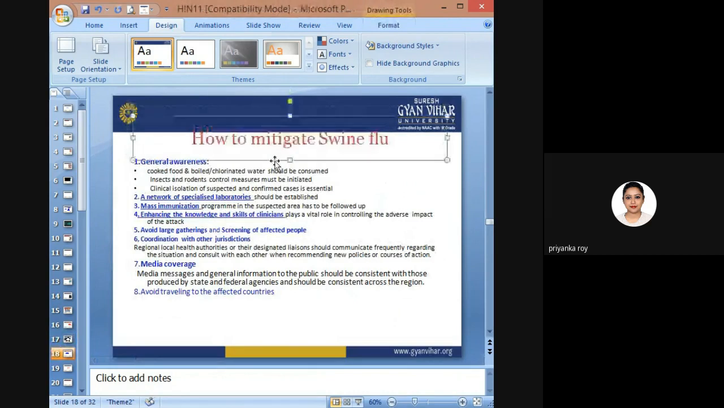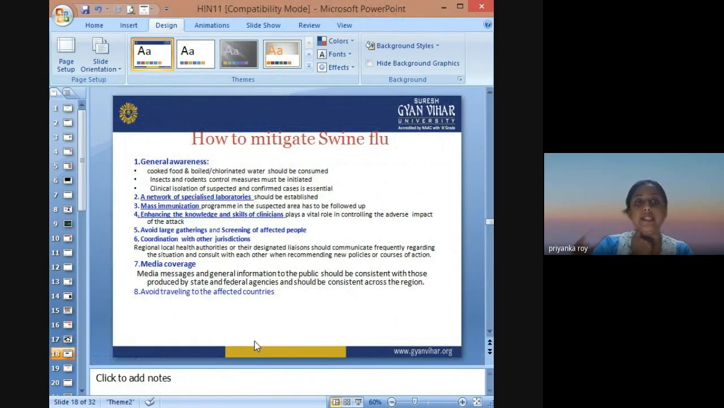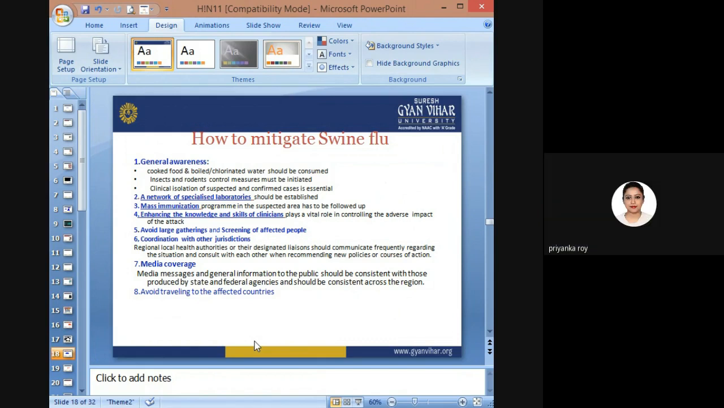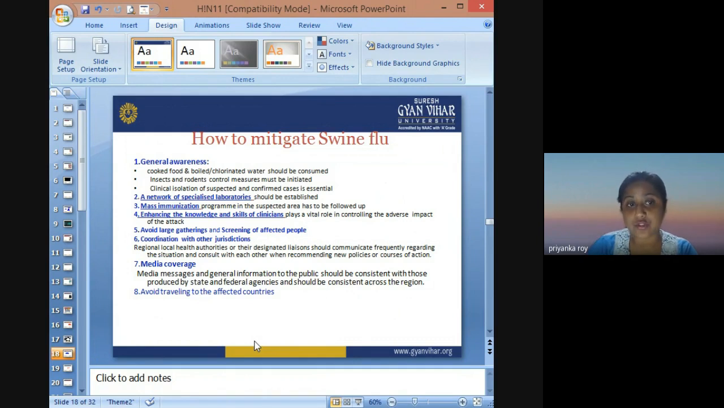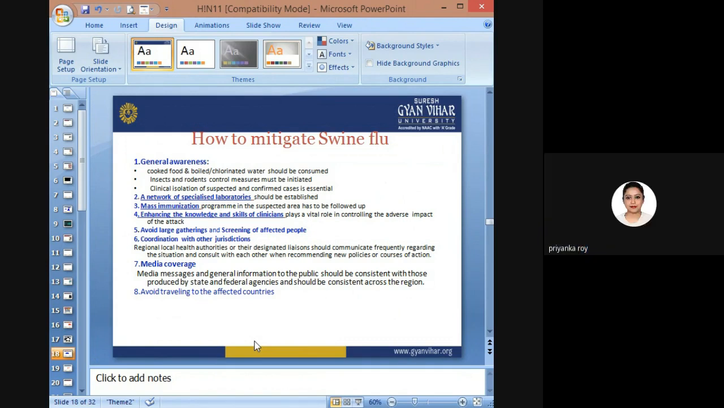So general awareness played a very important role among the population to contain this. General awareness with cooked food, properly boiling it, chlorinating the water was a very common thing, using insecticides and mosquito or insect repellent, clinical isolation of suspected cases, a network of specialized laboratories, then mass immunization, enhancing the knowledge and skill of medicines. All of these played a very vital role in controlling the impact of swine flu. Avoiding large gatherings and screening of affected people were taken up.